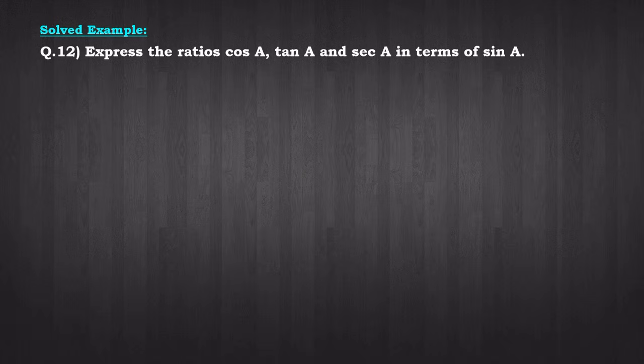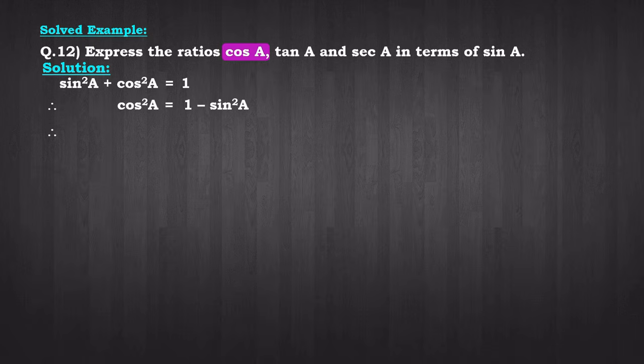Now, let us solve this solved example. The question says, express the ratios cosine A, tangent A, and secant A in terms of sin A. Let us solve it step by step. We know the fundamental identity: sin squared A plus cosine squared A is equal to 1. Rearranging the equation, cosine squared A is equal to 1 minus sin squared A.